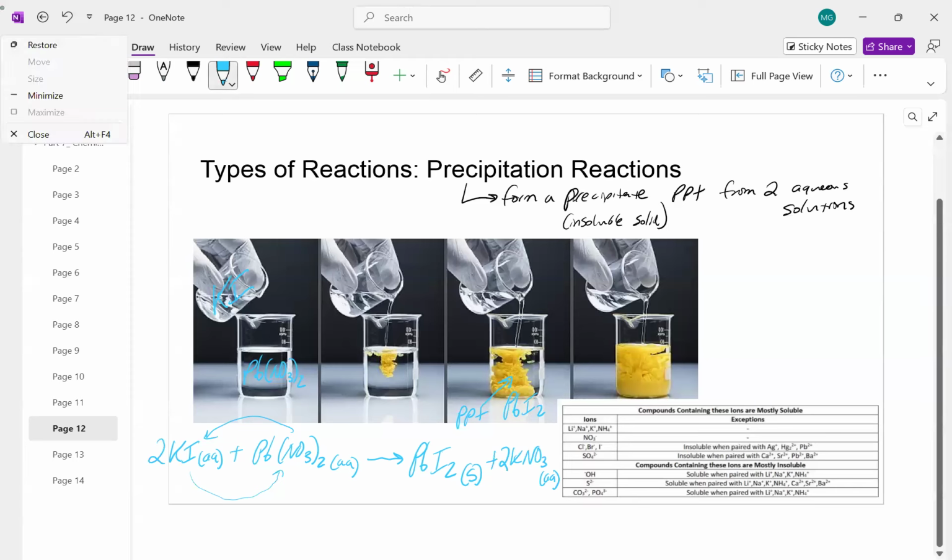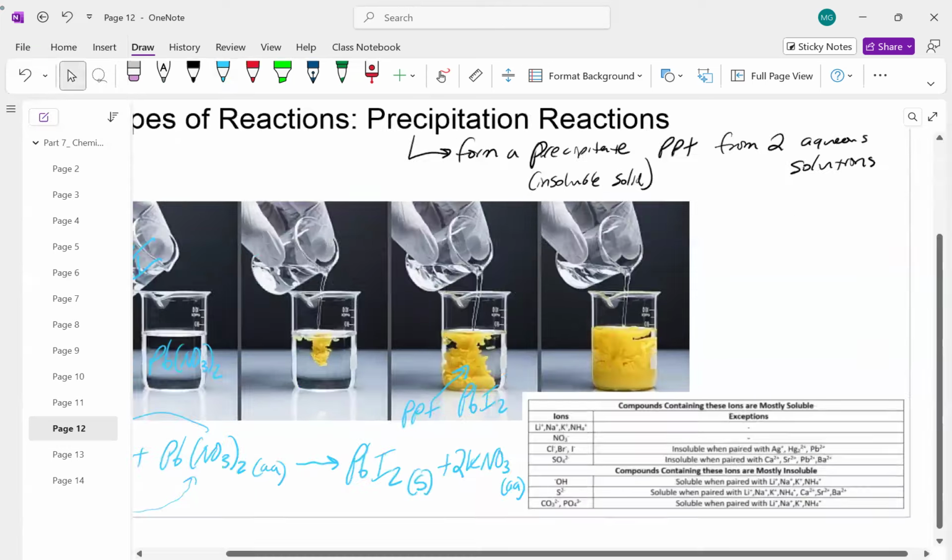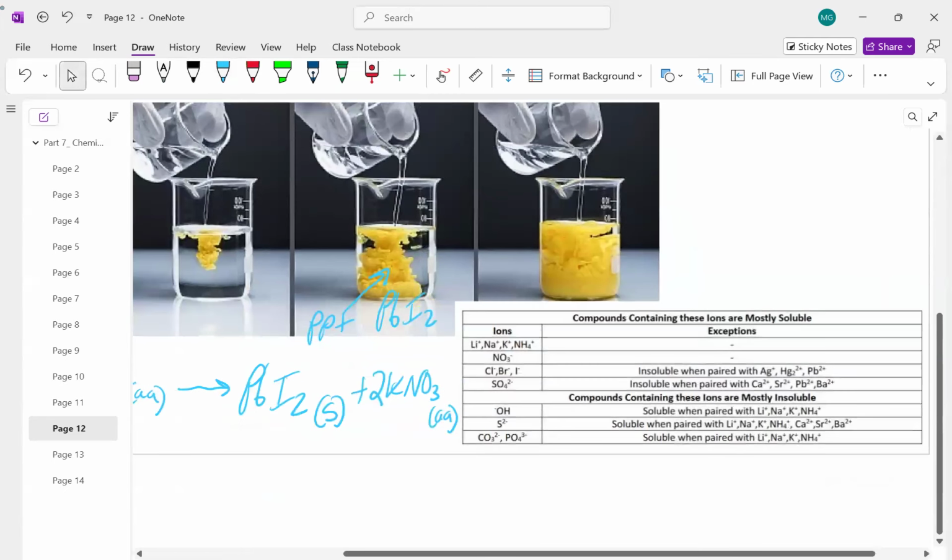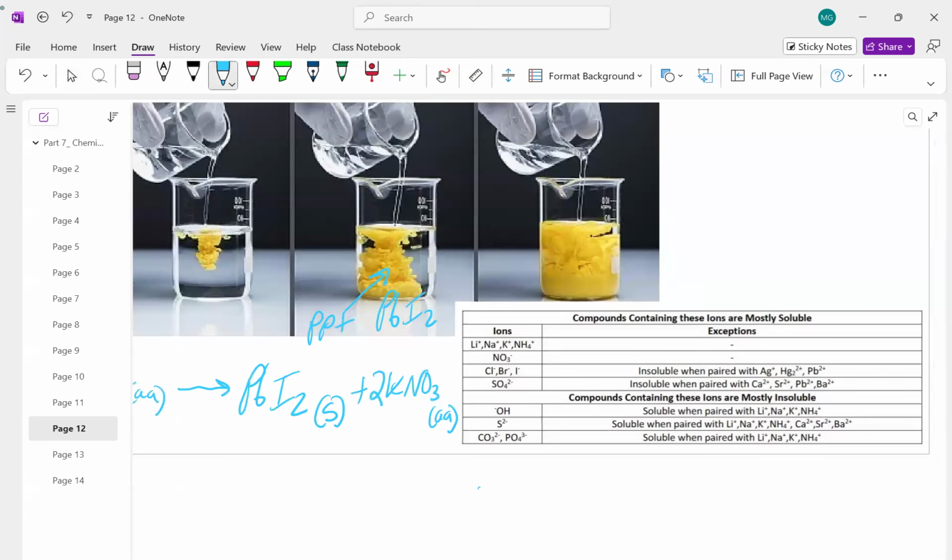And one of the ways that we know that this yellow solid is lead iodide is through our solubility rules. Because if we look here, there's no lead ions in that left column, but there is iodide. And it's in the part of the table that says these ions are mostly soluble. But there is an exception for iodide, except when it's paired with lead. So when lead and iodide are paired together, it forms an insoluble salt. And we call that the precipitate.